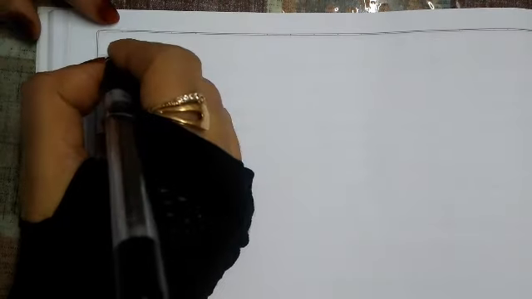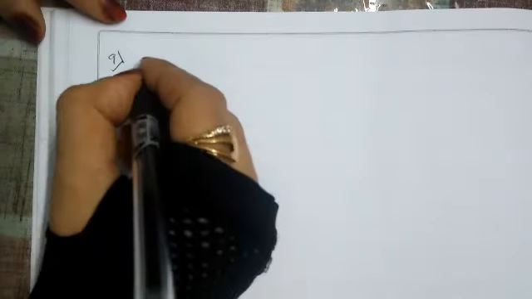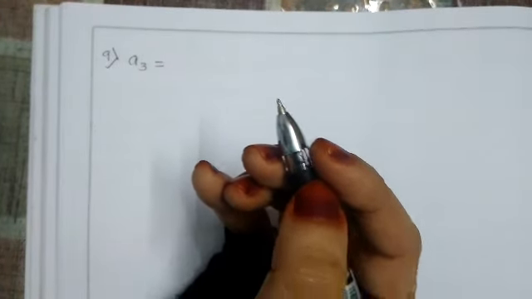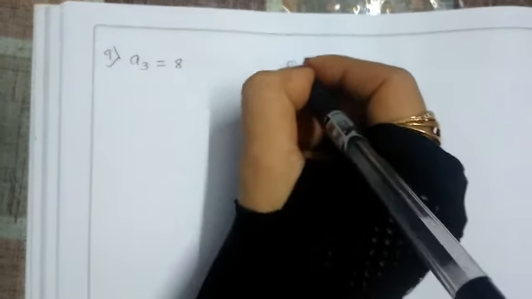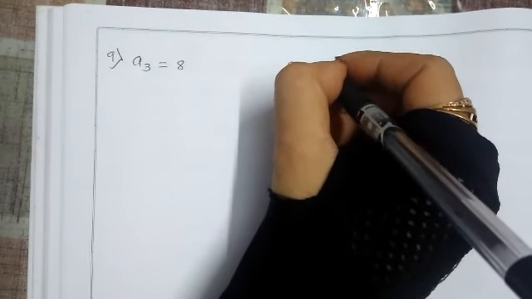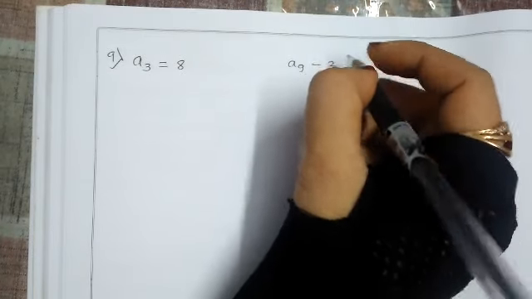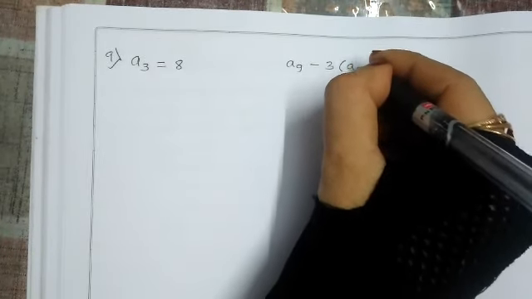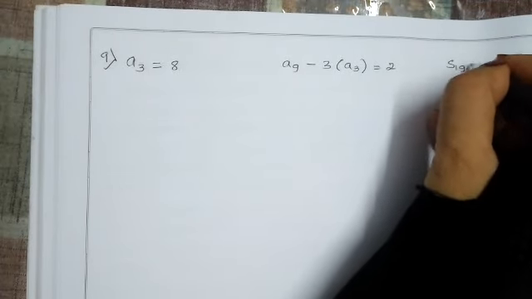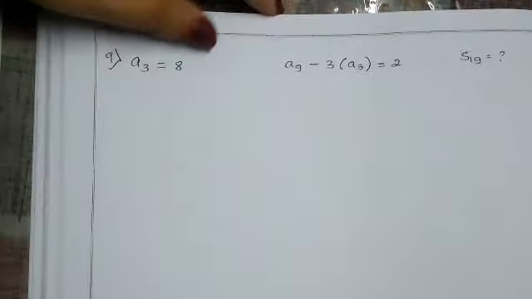Question number 9. I have already read the question. Again I will repeat. Third term of an AP is 8 and ninth term exceeds 3 times third term by 2. Find the sum of 19th term. Yes, S19 we have to find. Okay, let us start solving.